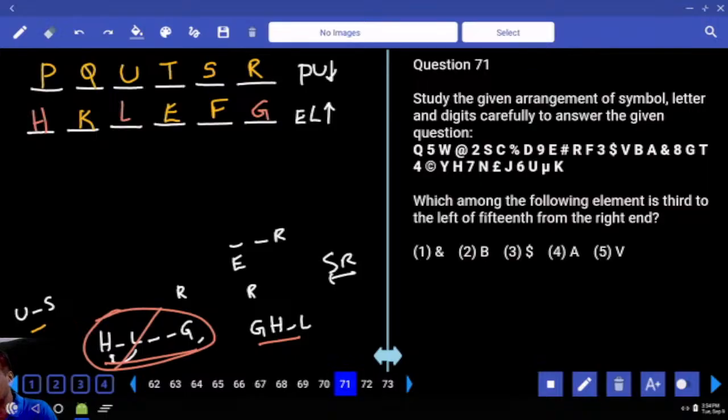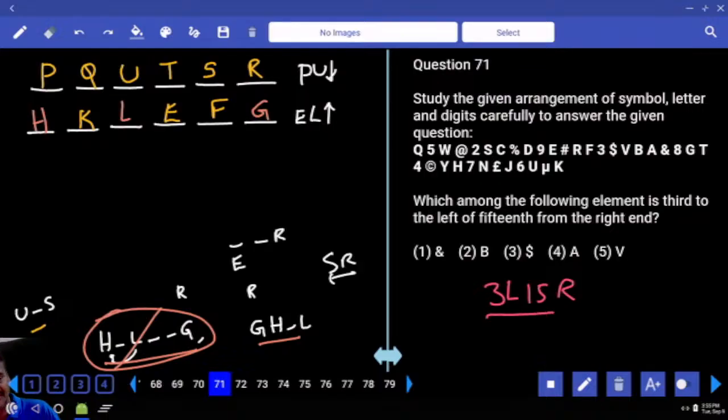Now 71 to 74, first or the second priority? Definitely first priority sequence. Now here in this one, which among the following element is third to the left of the 15th from the right? Third left and 15th right. Left and right directions are opposite.